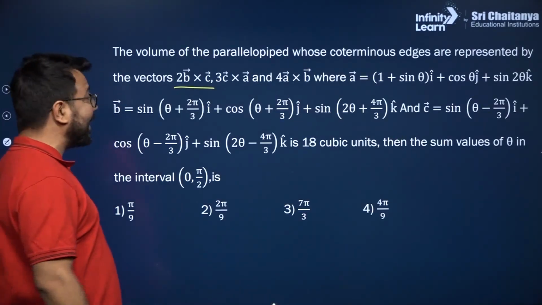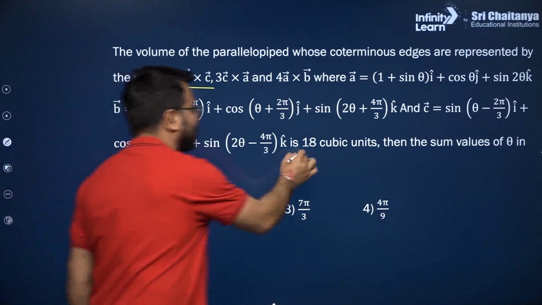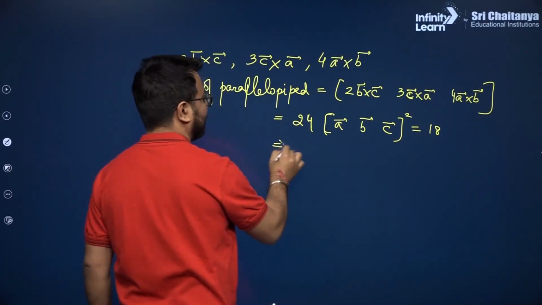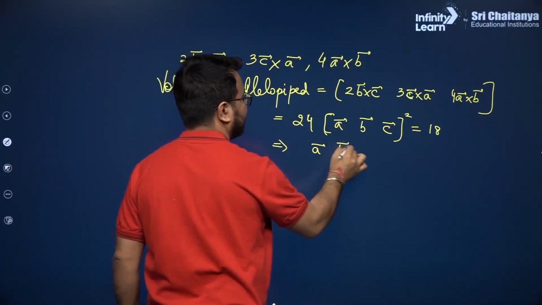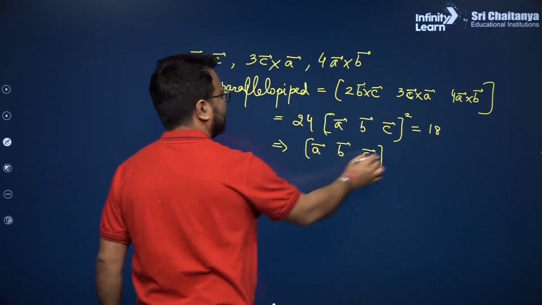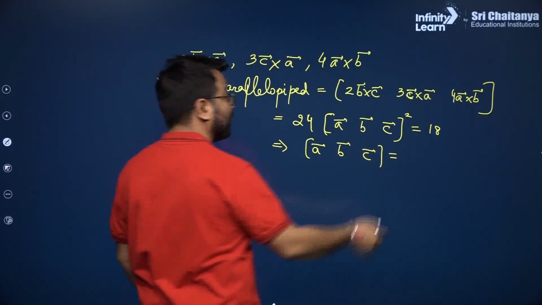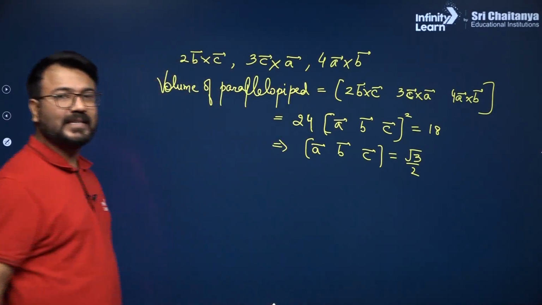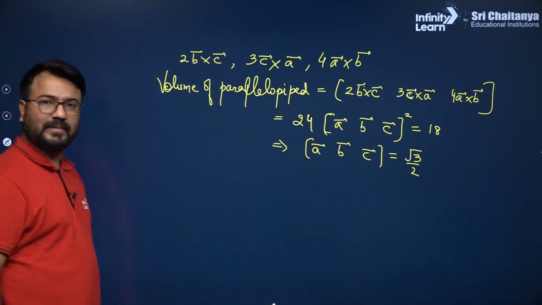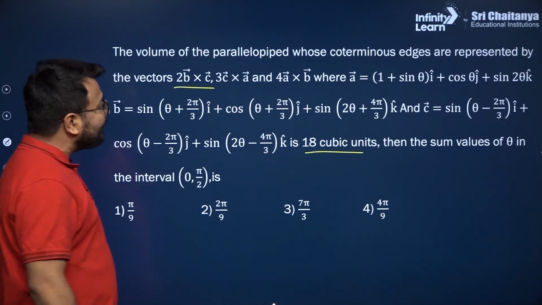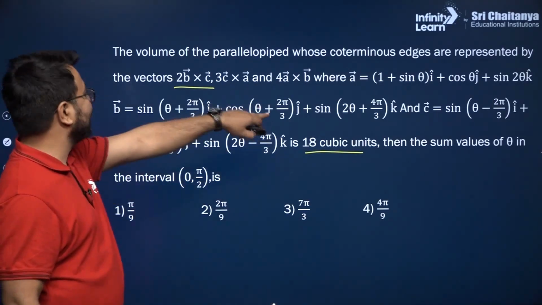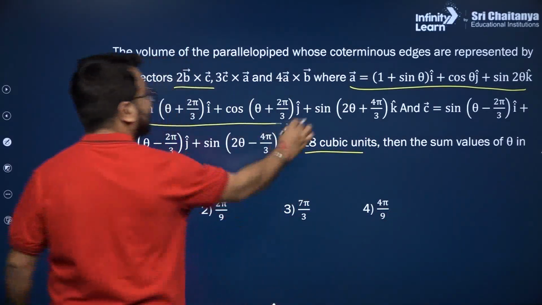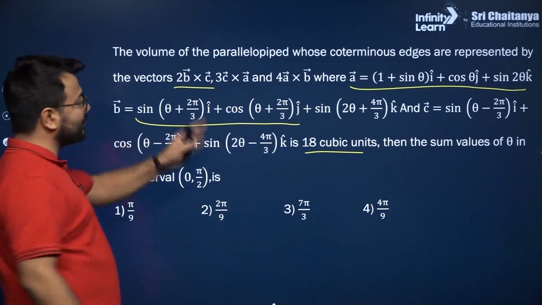Now the volume that they have given in the question is 18 cubic units. So I'm equating this to 18. I'm taking this 24 here. So box ABC square will be 3/4, and the square root of 3/4 will be root 3 by 2. So the value of the scalar triple product ABC will be equal to root 3 by 2. I hope you are able to understand this. Now they have given us that the A vector is given by this particular vector, B vector is given by this particular vector, and C vector is given by this particular vector.